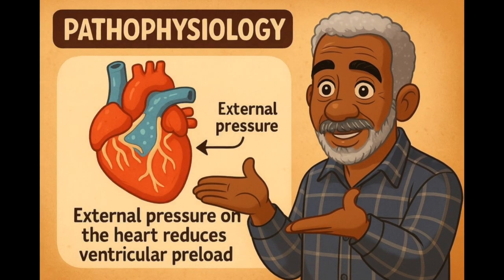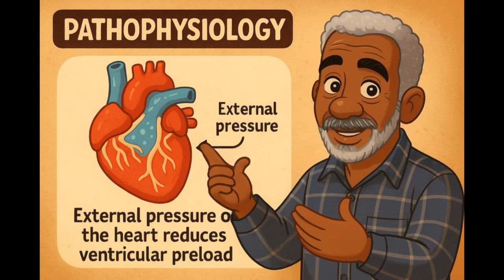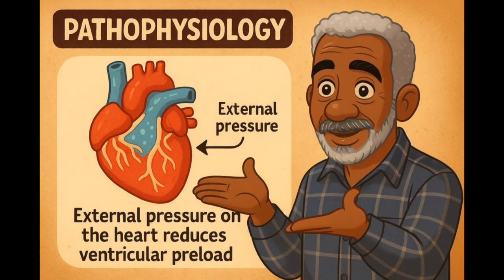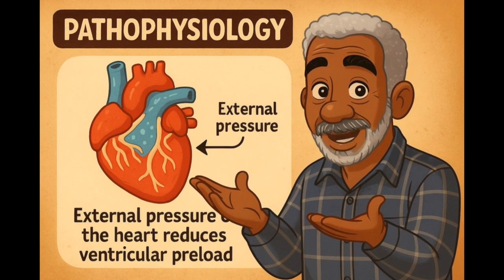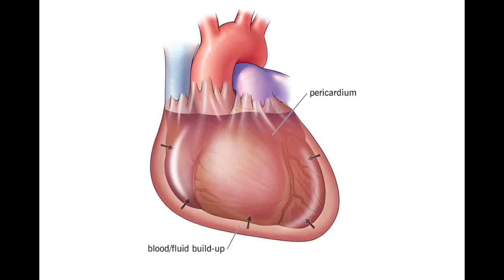Understanding the pathophysiology of cardiac tamponade is essential for recognizing the clinical signs and responding effectively. Cardiac tamponade occurs when fluid accumulates within the pericardial sac, creating a progressively rising pressure around the heart. This pressure begins to exceed the filling pressure of the cardiac chambers, particularly the right atrium and the right ventricle, which are the lowest pressure chambers.